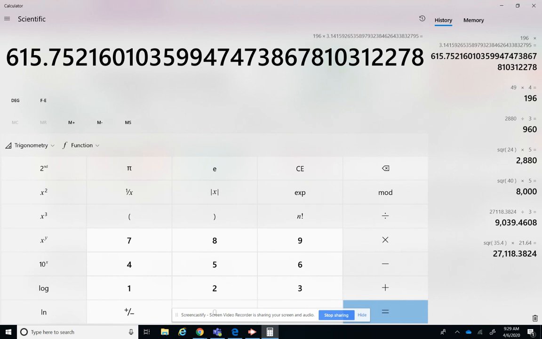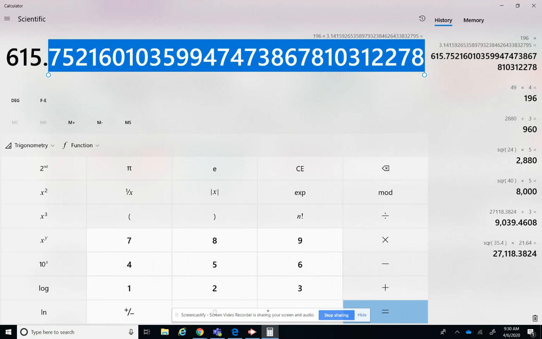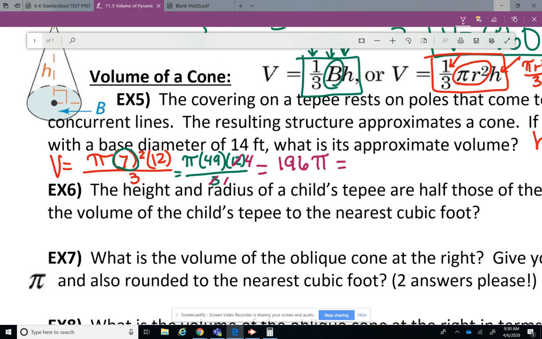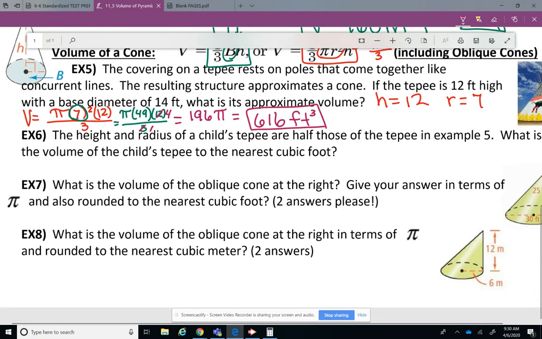And so it says approximate, so we're going to round that to the nearest whole number. So the 7 makes the 5 round up. So it's going to be 616. So we're going to have 616 cubic feet. So that's the volume of our cone. All right, let's go to the next one.